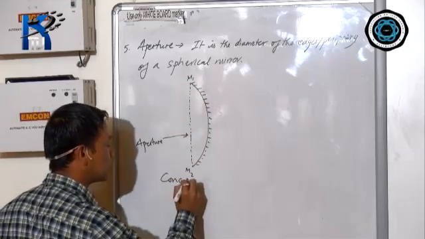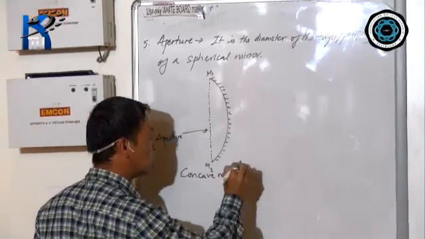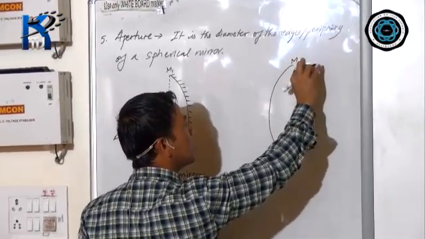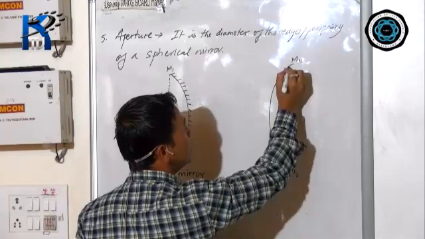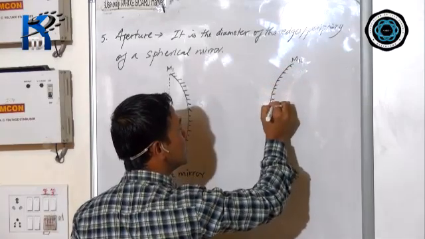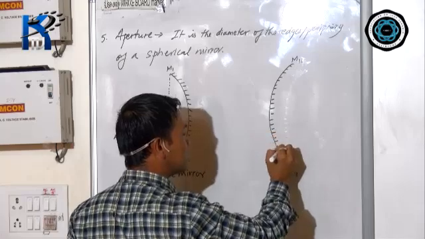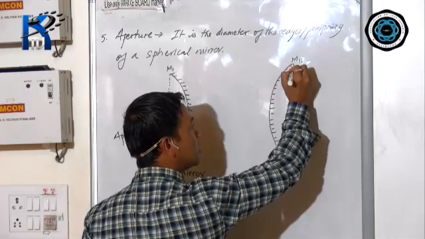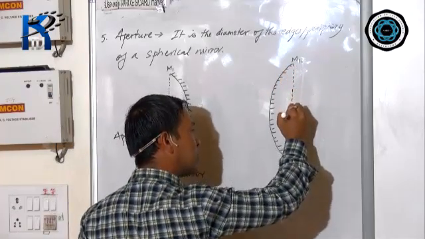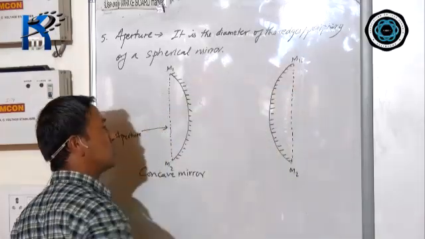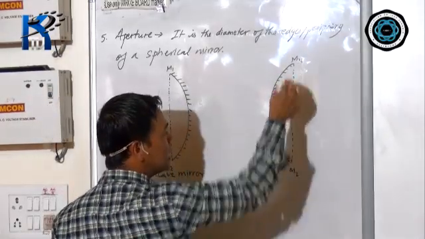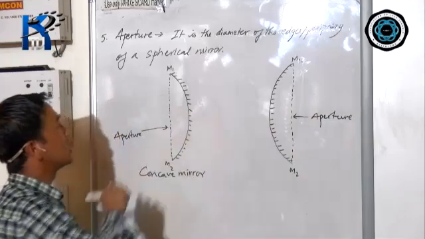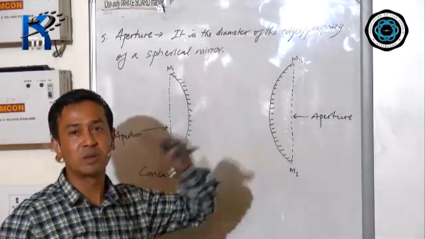Now we can do it for a convex mirror also. This is a convex mirror with M1 and M2. These are the silvering surface, that is, the blackening is done on the inner surface, keeping the outer surface as the reflecting surface. Even here I can draw a dotted line which acts as the diameter of the edges of a spherical mirror, and this line also acts as the aperture. So these are the apertures for the concave mirror and the convex mirror.